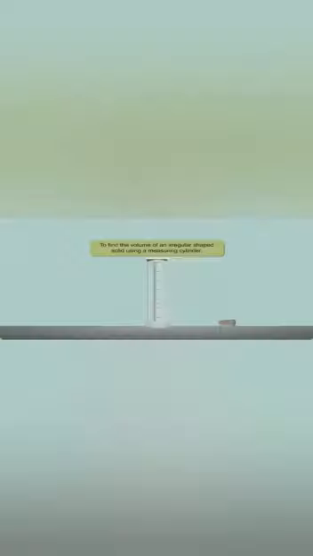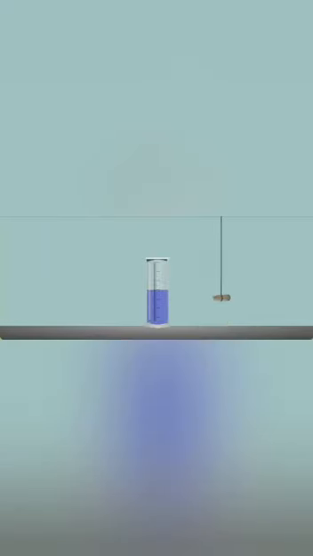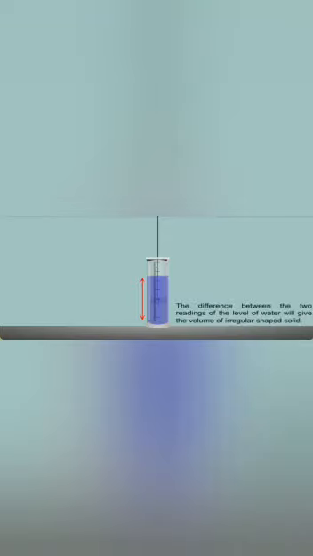Let's do an activity to find the volume of an irregular shaped solid using a measuring cylinder. Take an irregular shaped solid, tie it with a thread, and fill a measuring cylinder with water. Immerse the solid inside the water completely. Note the reading of the cylinder before immersing and after immersing the solid. Note down the difference between both the values. The difference between the two readings of the level of water will give the volume of the irregular shaped solid.